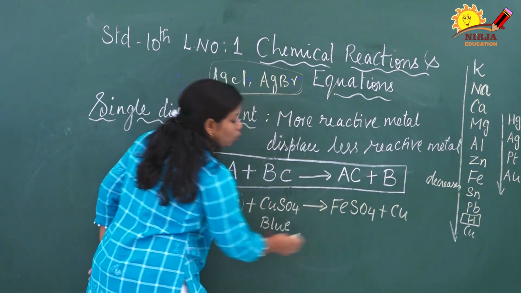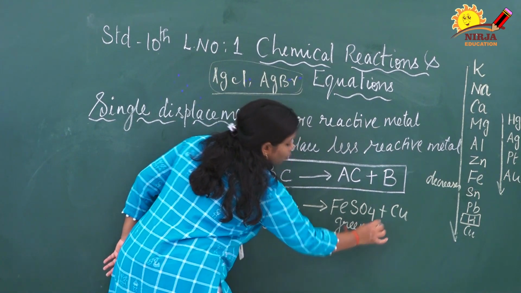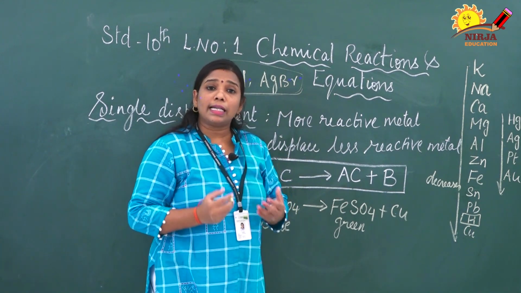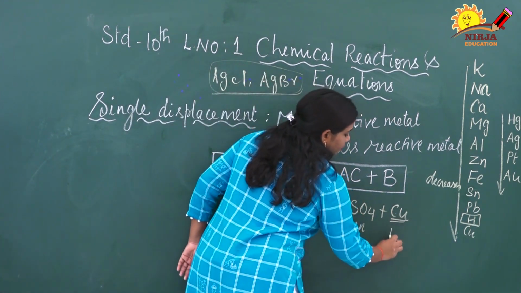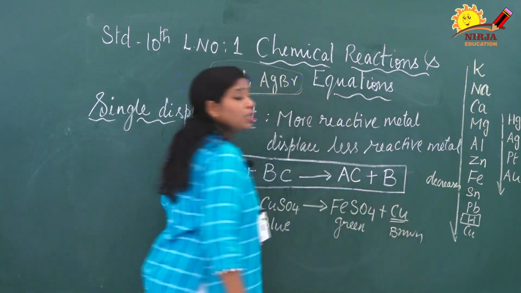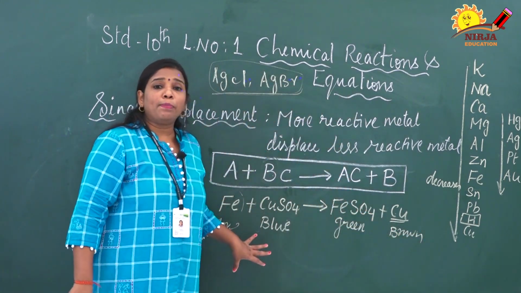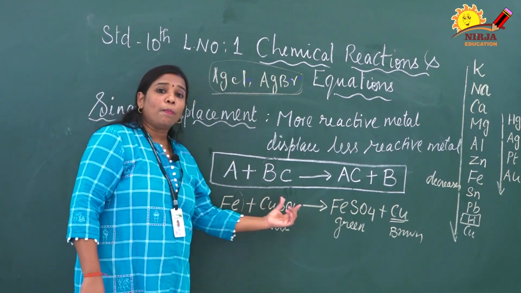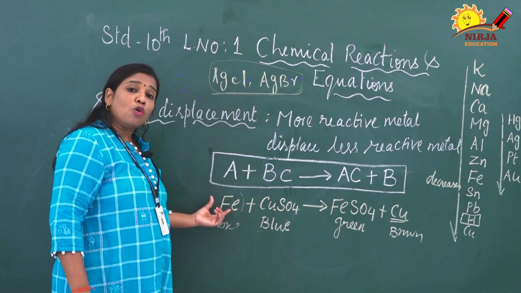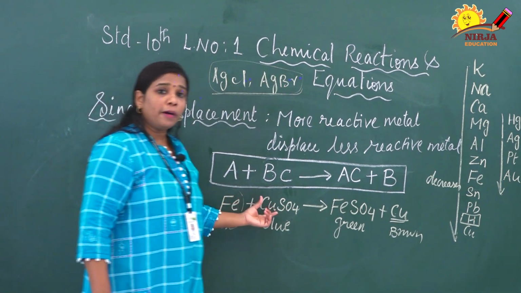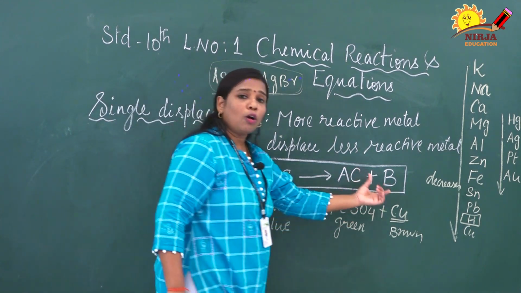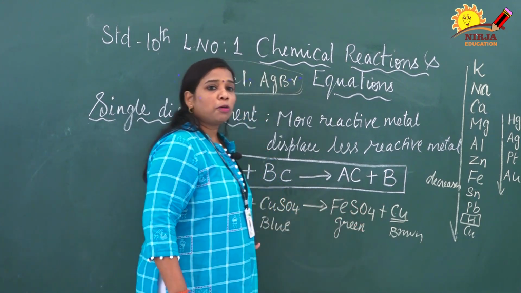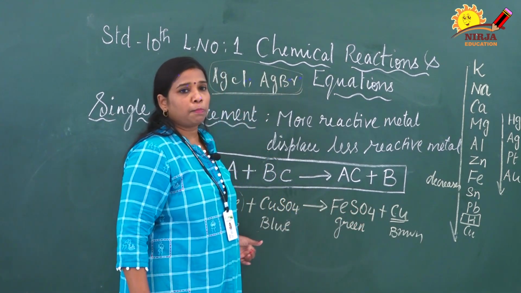So the bluish color solution changes into a green color solution. At the same time, a brown color deposition is there on the nail. That deposition is copper. So this is one important example of displacement reaction. Again I repeat, when iron reacts with the copper sulfate solution, iron is the more reactive metal, so it displaces copper, changing into ferrous sulfate and copper. The blue color solution changes into a greenish color. So this process is an example of single displacement.